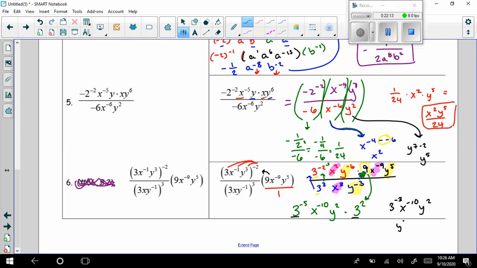So I have y squared on top because it's positive. 3 cubed becomes 27 on the bottom, x to the positive 10. All right, so 3 cubed is 27, but because of the negative exponent, it needs to move down. All right, and that's your final simplified version of that problem.